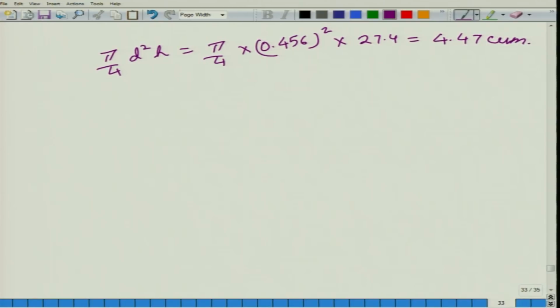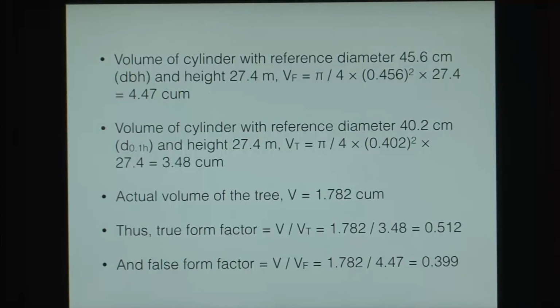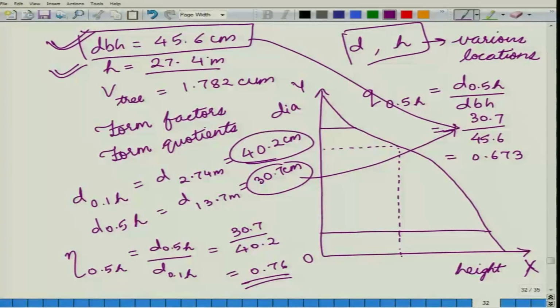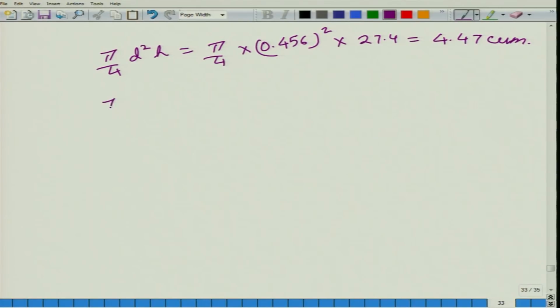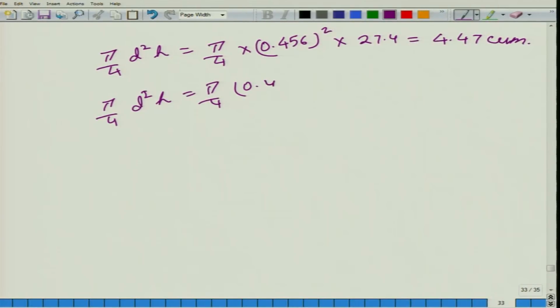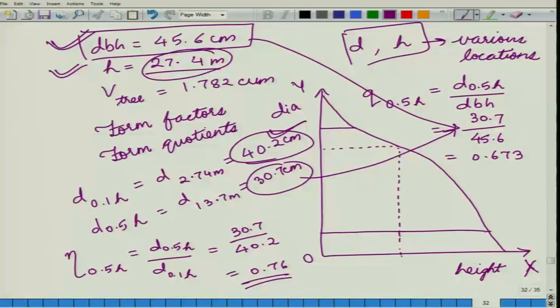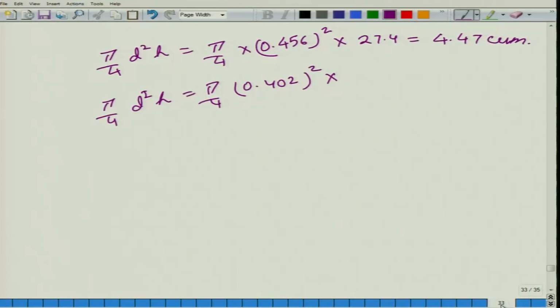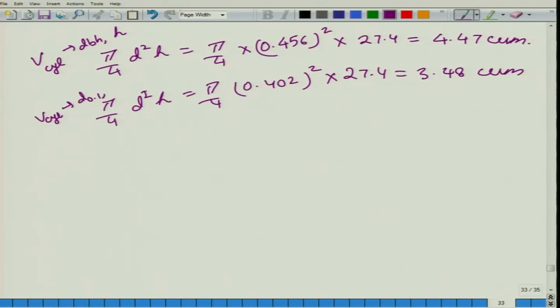And the volume of a cylinder with a reference diameter of 40.2 centimeters, that is d 0.1 h, and the height of 27.4 meters. So, essentially we want this diameter and this height. So, if we calculated the volume of the cylinder, it would be pi by 4 d square h is equal to pi by 4. We took this diameter d 0.1 h, that is 40.2 centimeters. So, that becomes 0.402 meters square into the height of the tree, that is 27.4 meters, it comes to 3.48 cubic meters. So, this is the volume of a cylinder with dBH and height, and this is the volume of a cylinder with d 0.1 h and height.